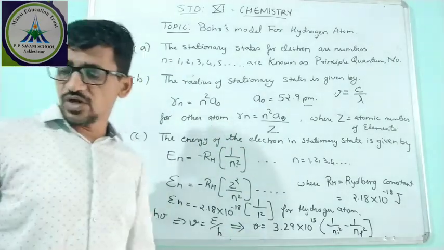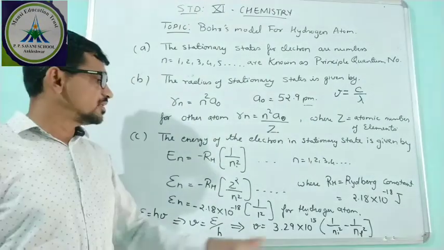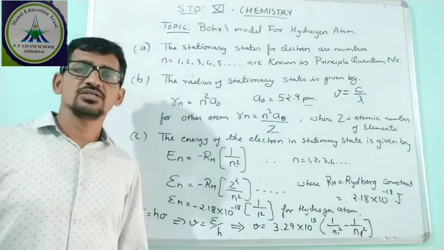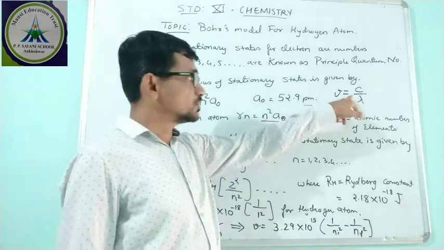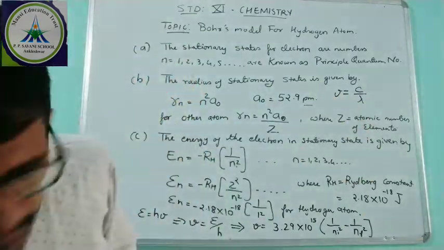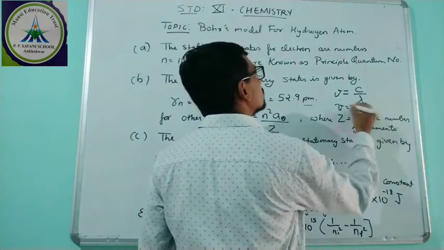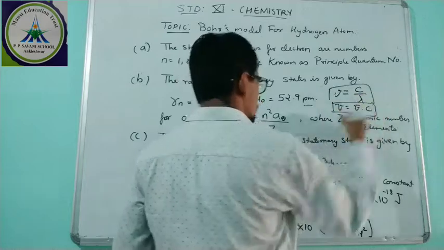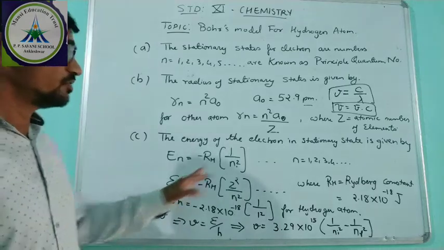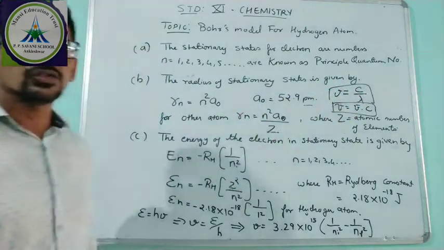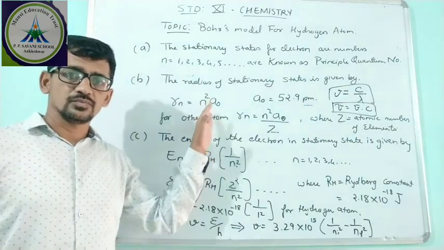Another factor is the wave number, v bar. Wave number you can also calculate by this equation. Wave number v bar is equal to 1 by lambda. So nu is equal to v bar into c. From these equations you can find anything: frequency, energy, wavelength and radius. So this is all about the Bohr model or hydrogen spectrum model. Okay, thank you.